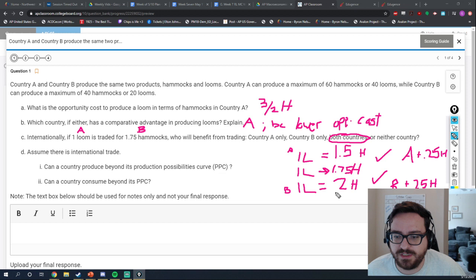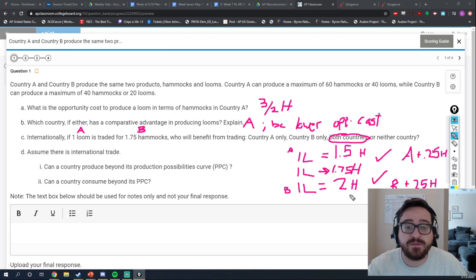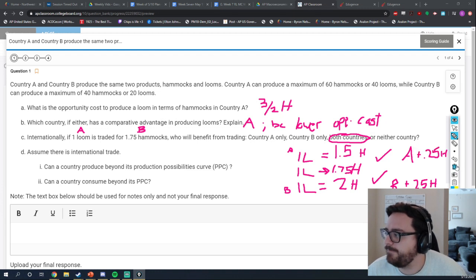Again, these are my opportunity costs that I found earlier. 1.5 and 2, because other goes over. 6 over 4 is 1.5, and 4 over 2 is 2. So those are my 2 opportunity costs. Anything in between those 2 would be good for both. So 1.75, which is what they offered here, is good for both.